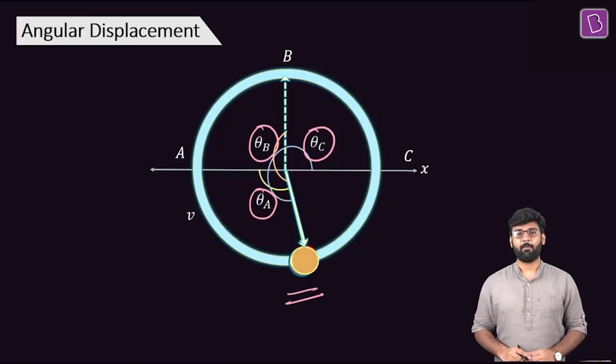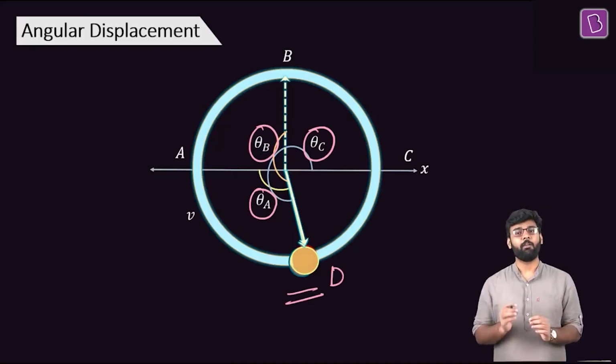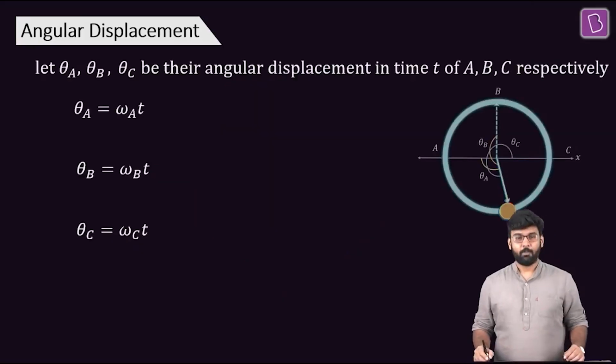What can you say about the time? Should the time taken by these three particles be same to reach this point or different? If they reach at different timestamps, they will not meet at all. It means these three particles should reach at this location D at the same time, and that is the point which will make a relation between these three particles. So here we can write theta A as omega A into T, theta B as omega B into T and theta C as omega C into T.